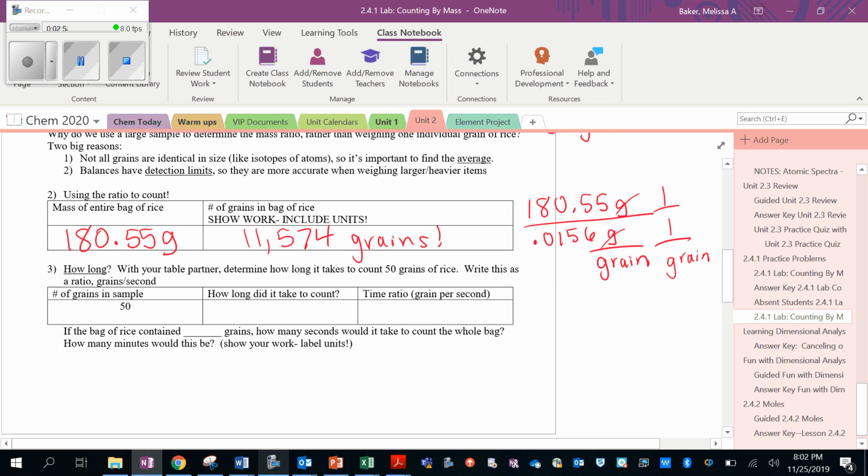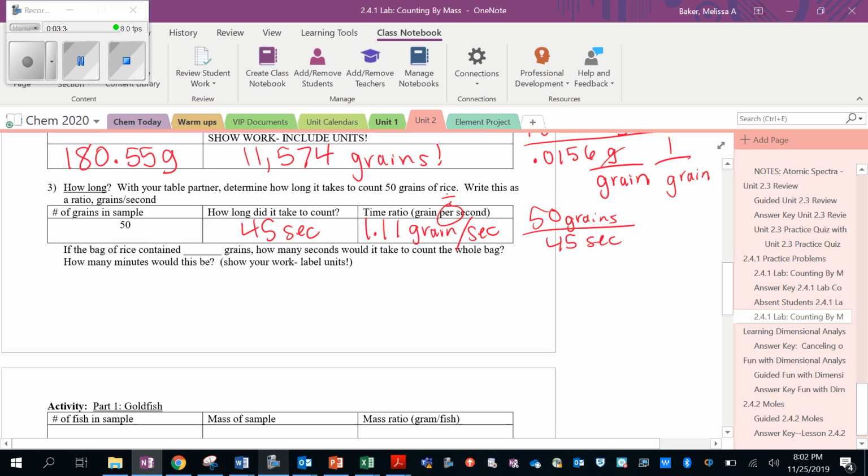Next thing it asks you to do is use a cell phone stopwatch to time how long it takes somebody in your group to count out 50 grains of rice. So let's say it takes somebody 45 seconds. Well, what's the time ratio, the grain per second? When you see the per, that's a divide sign. So 50 grains divided by 45 seconds comes out to be 1.11 grains per second. So you're essentially counting out a little more than 1 per second.